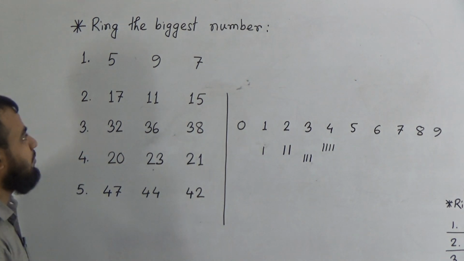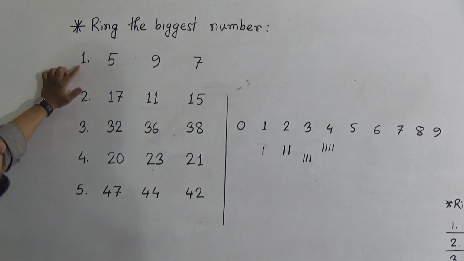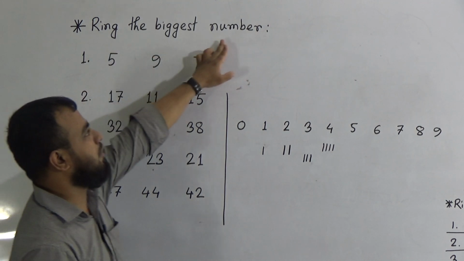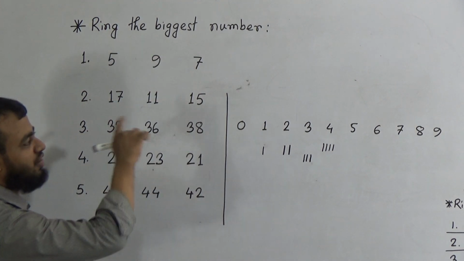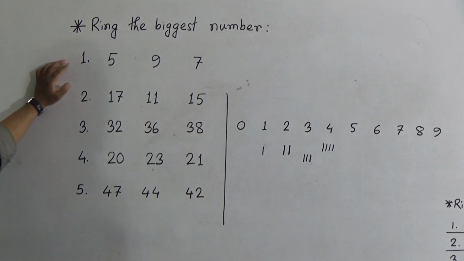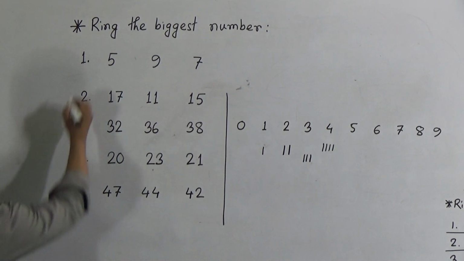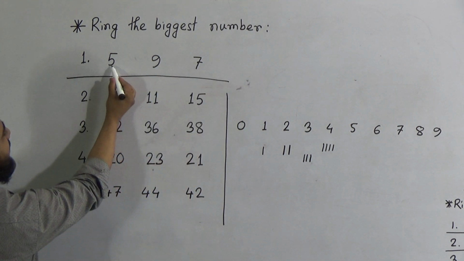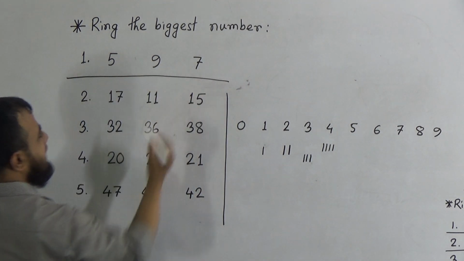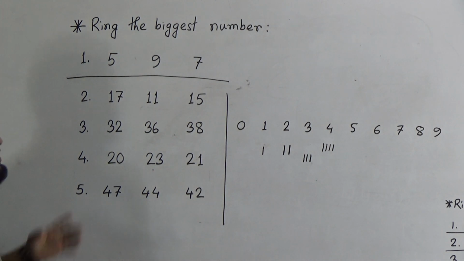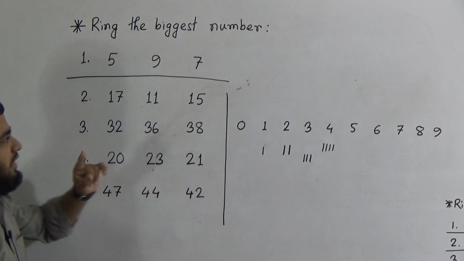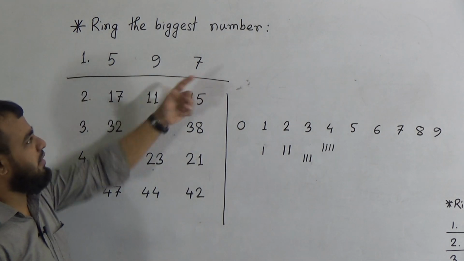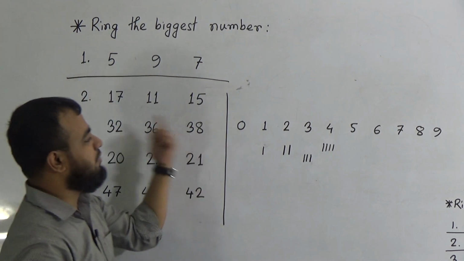Now, dear students, come to the board, and question number 1. The question is ring the biggest number. We should circle the biggest number here. Question number 1 is given 3 numbers. The numbers are 5, 9 and 7. My dear students, which number comes later? That number will be bigger, right? Among these 3 numbers, which comes to the right?